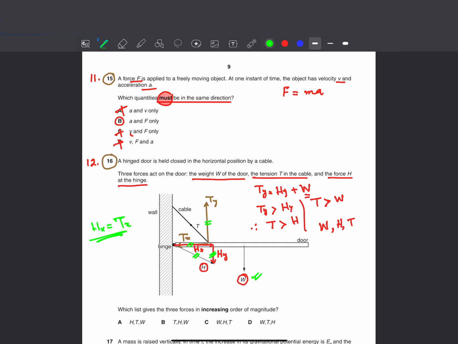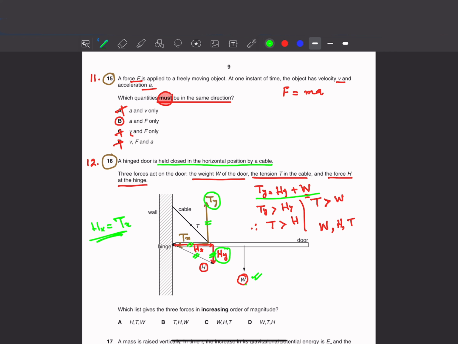But in the vertical direction, Ty is the upward force, and Hy and W are downward forces. So the door is held closed in a horizontal position by a cable, meaning in a stable condition, or in the equilibrium position. So what will be the situation? Ty will be equal to Hy plus W.